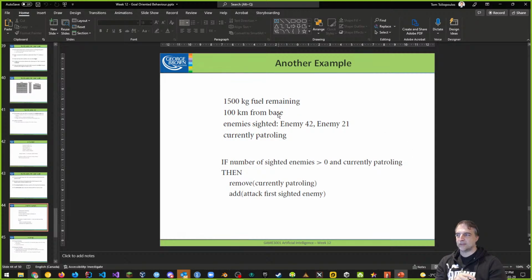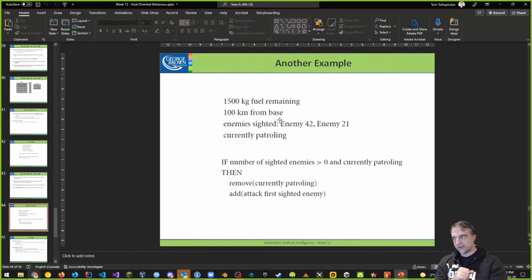So here's the database. The database is 1,500 kilograms of fuel remaining. We're 100 kilometers from the base, and enemies are sighted. There's an enemy that's 42 and an enemy that's 21. Okay. Currently patrolling. That's the state that we're in right now. So a bunch of different conditions. If the number of sighted enemies is greater than 0, true right now, and we're currently patrolling, true, then what we want to do is remove currently patrolling from the database.